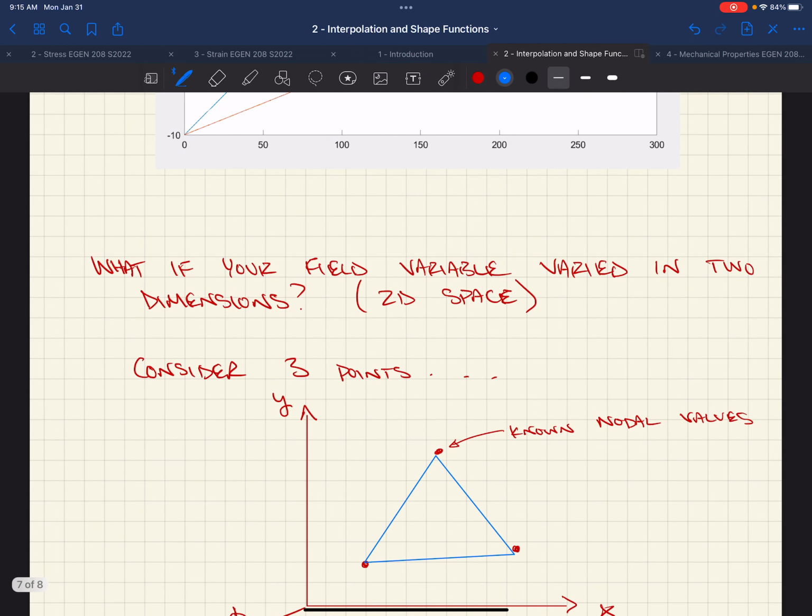What if your field variable varied in 2 dimensions? We start giving it 2 dimensions in space. One thing would be, well, obviously, Glasgow and Fairfield have coordinates on planet Earth. We'd call those latitude and longitude. So we could figure out, okay, now it varies in both latitude and longitude, which might make more sense instead of just distance between them. As Elias said, you might consider elevation. That might be a third spatial variable.